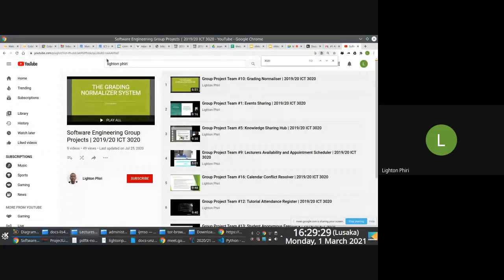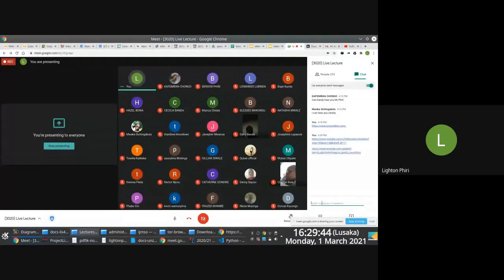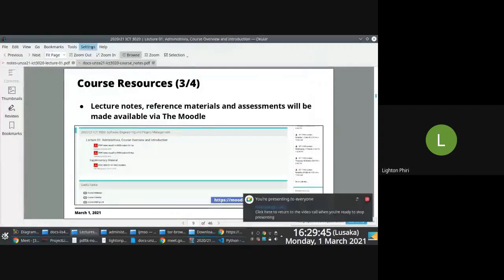You're supposed to prepare a design document and a software requirement specification document as well. So you might be interested in looking up what these people did last year, I guess. I'm sharing the link in case you're interested.